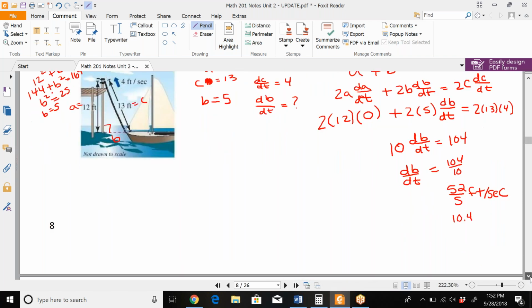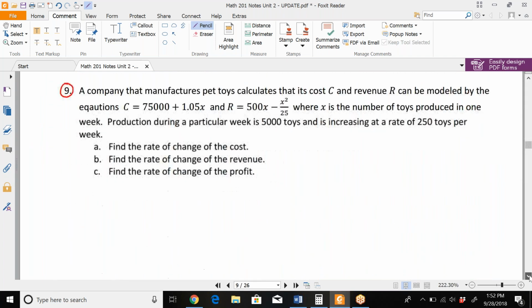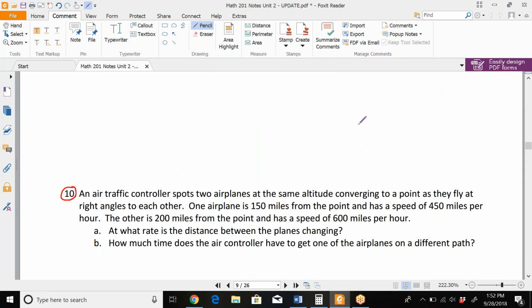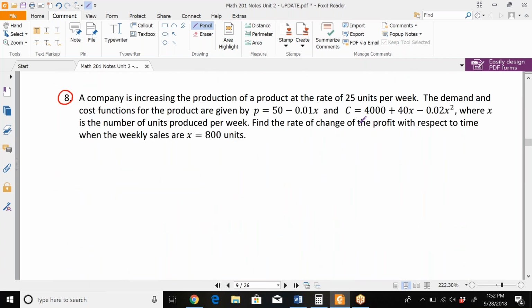Okay, and then that leads us to number 8. This one, the ones on the back side all usually have to do with money, more of what most people would encounter in their everyday life. So it says a company is increasing the production of a product at a rate of 25 units per week.